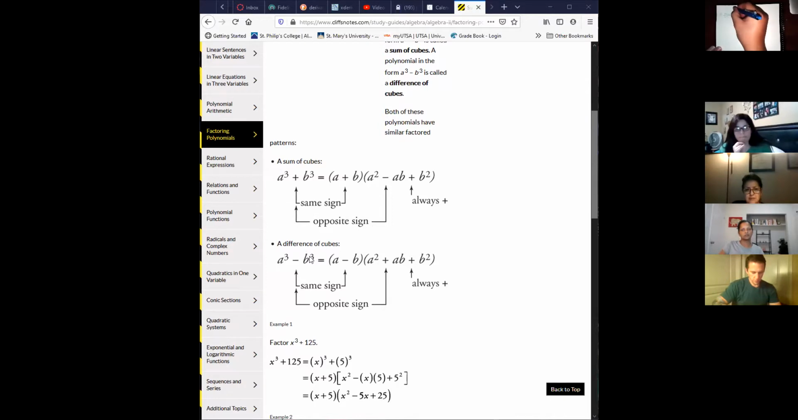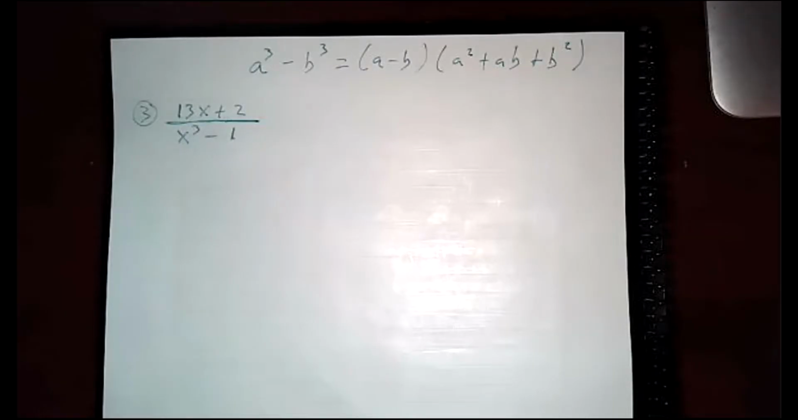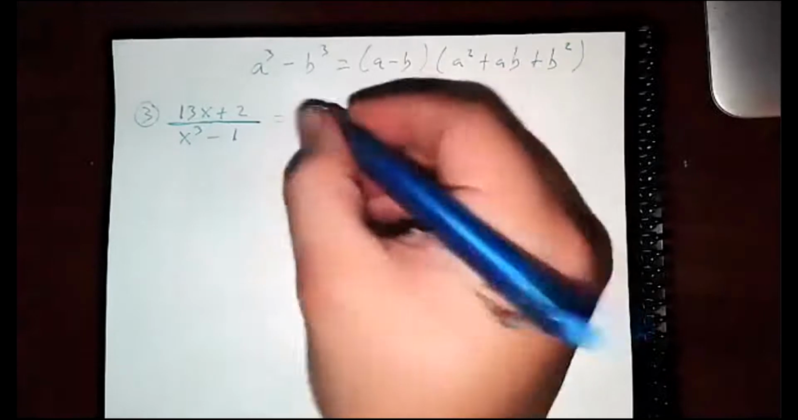Honestly, I don't memorize these anymore. The cubic ones, at least, I don't use them that often. a minus b times a squared plus ab plus b squared. Now, I highly recommend that all the formulas and notes that you write while you do the reviews, you take that with you to the exam, right?